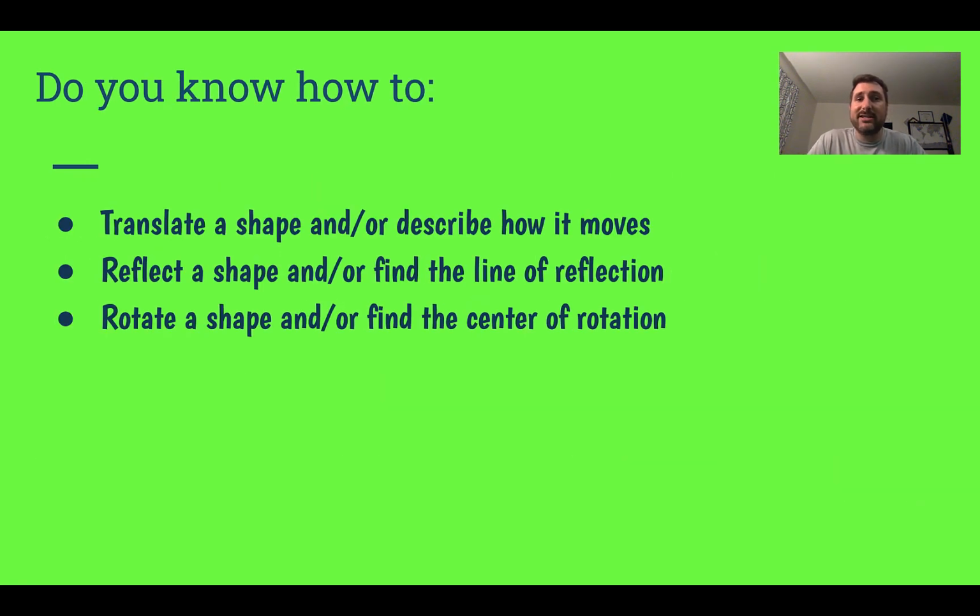So after this lesson, do you now know how to translate shapes or describe how they move, reflect a shape and or find that line of reflection, that halfway between, and can you rotate a shape and or find the center of rotation? If you're not sure about those things, go back and look at the specific examples to help you understand the concept further. And that's the end of lesson 7 on rigid transformations.